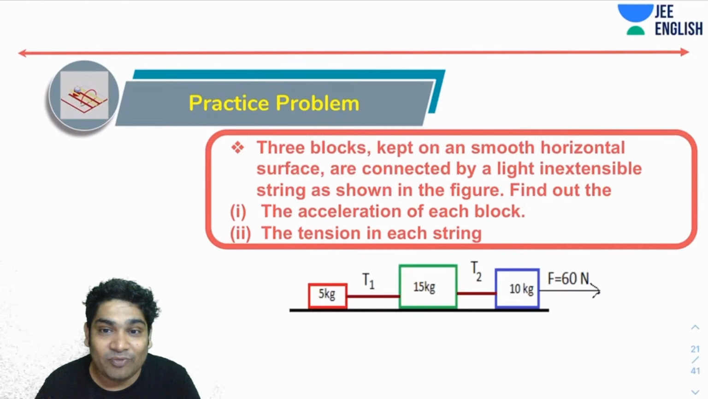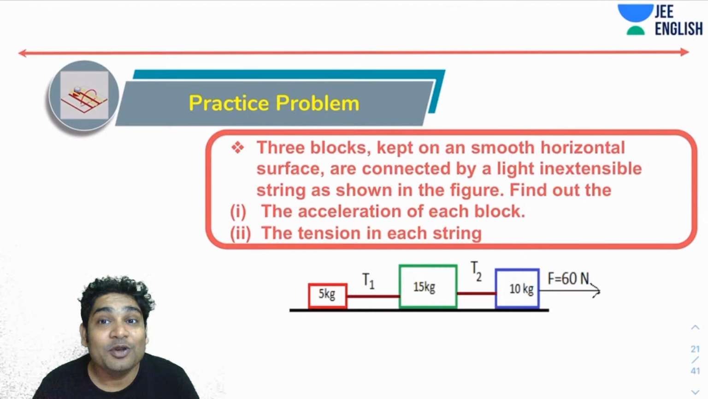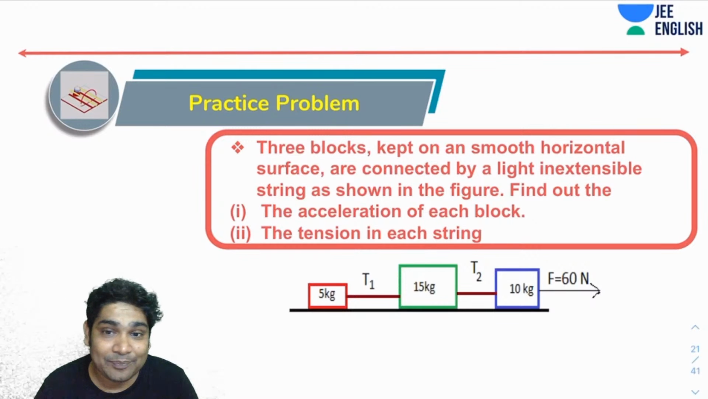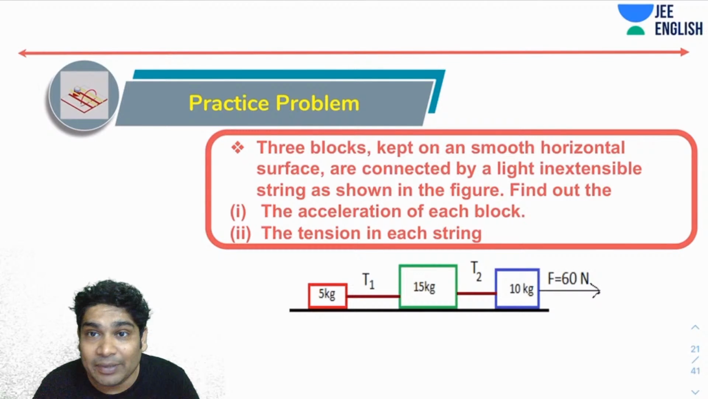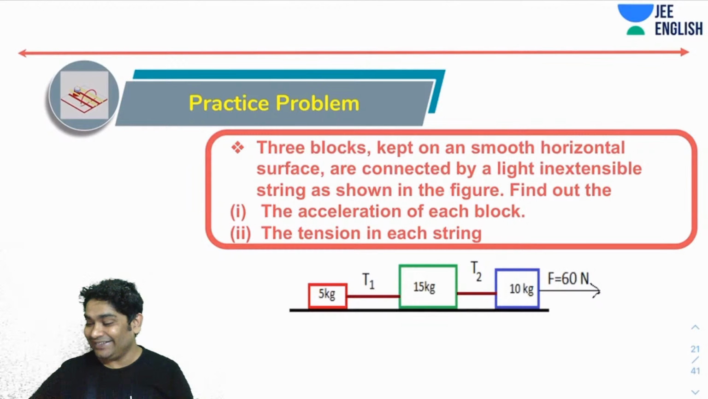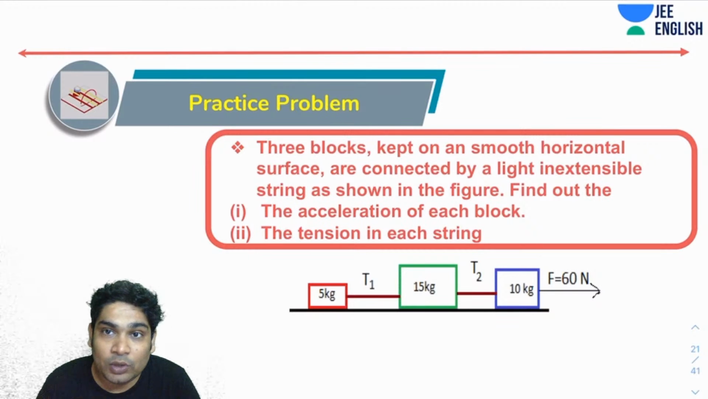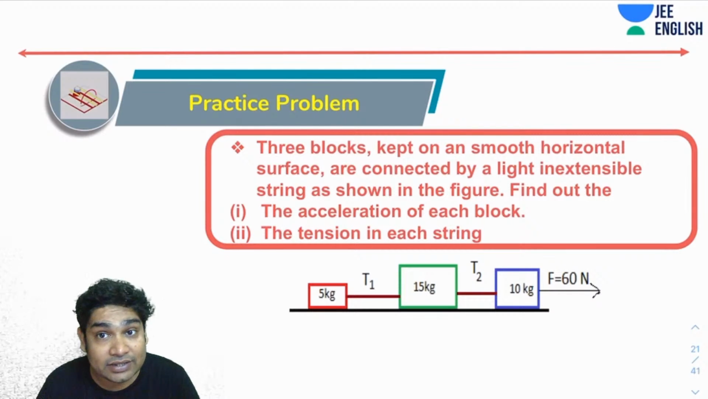So here is another problem for you to practice. Three blocks are kept on a smooth horizontal surface. These are connected with a light inextensible string as shown in figure. You have to find out A, the acceleration of these blocks, and B, the tension in each string. Alright. So hurry up, give me an answer very quick. What is the acceleration of each block? And what is the tension in each string? What is T1 and what is T2? So let's hurry up.